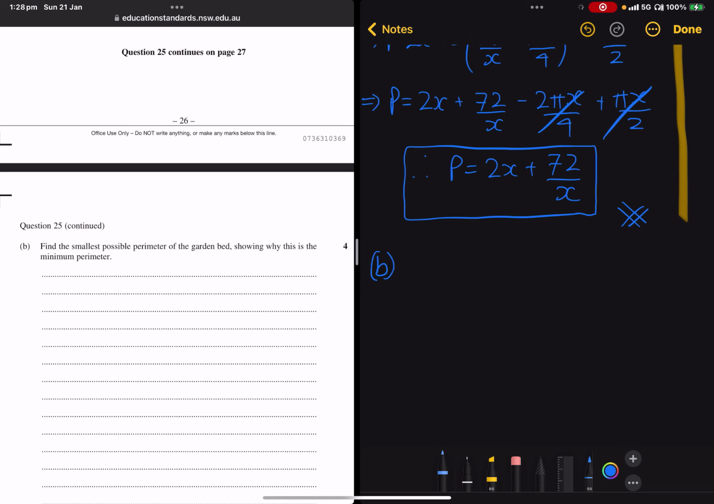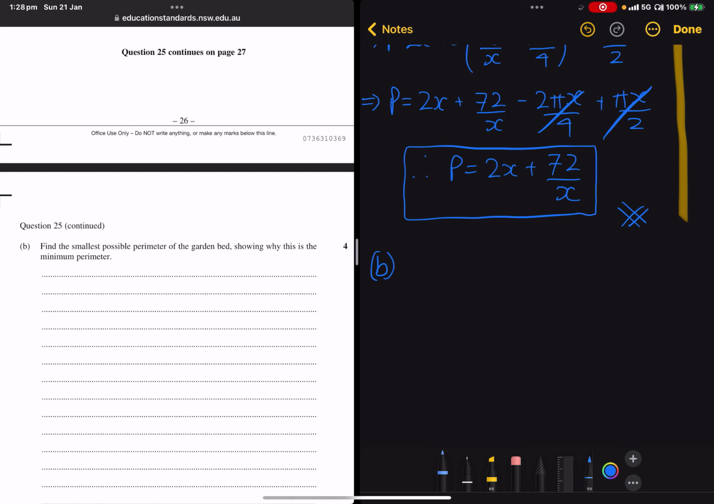Now, we have to be careful here because this has 2 parts. Find the smallest possible perimeter, show why it's the minimum perimeter. There's going to be several ways to go about the second part. The first part is pretty much just going to be derivatives. Whenever someone says find a minimum, find a maximum, something like that, it's probably derivative of the function equals 0. That's typically how you find minimums and maximums.